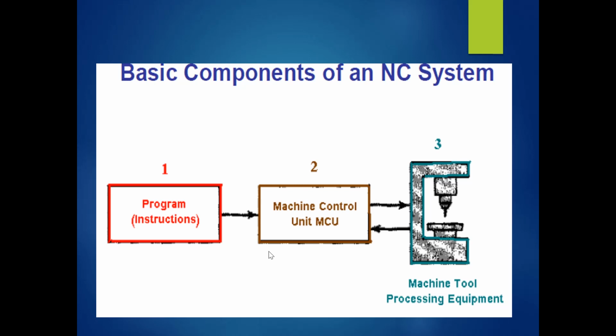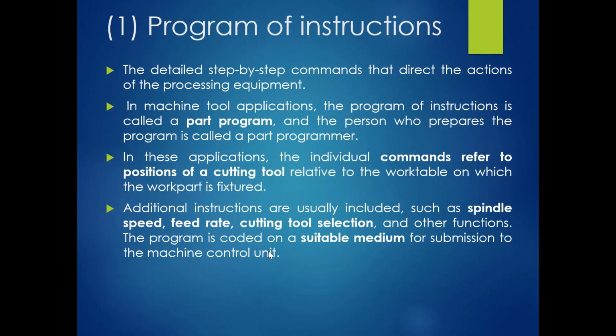There are three main components. The first is program, that means instructions. Second is machine control unit, that is MCU, and third is machine tools, processing equipments. We'll see one by one component of NC system. The first is program of instructions.